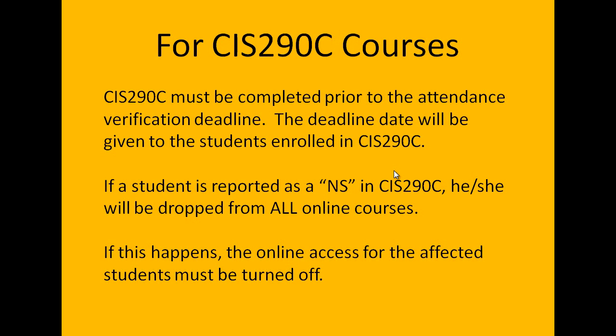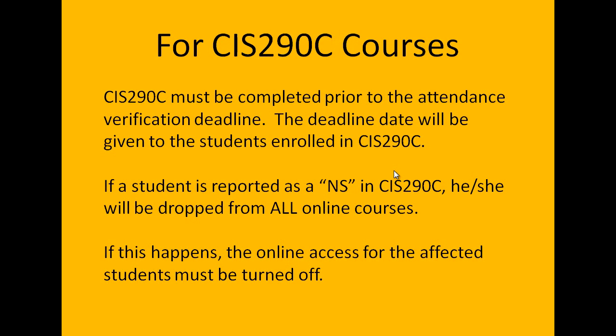A special note for the CIS 290C courses, which is the online orientation class that every student, in the first online class they take at Southern Union, must complete. It's a co-requisite course. The deadline to complete this course is prior to the attendance verification census date. The deadline date is given to the students each semester.